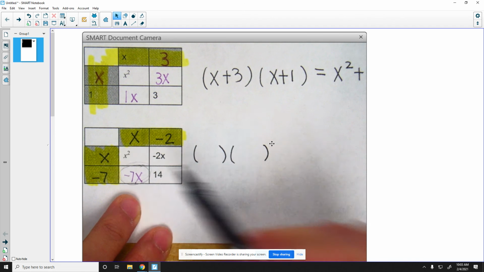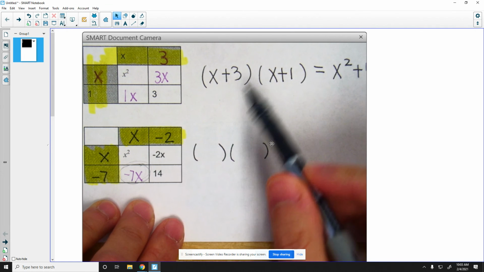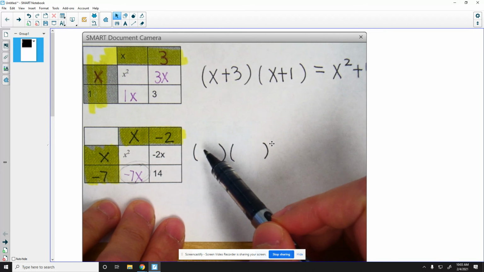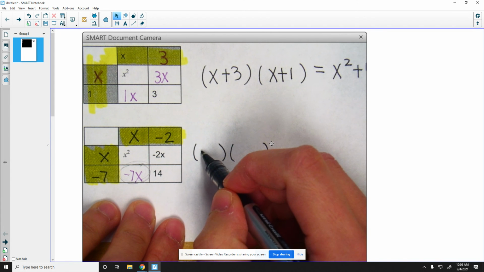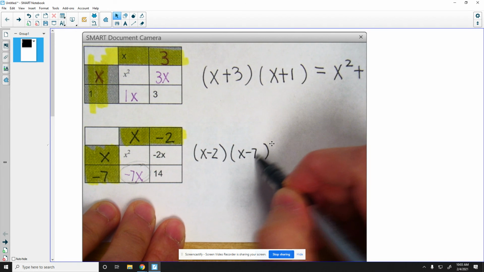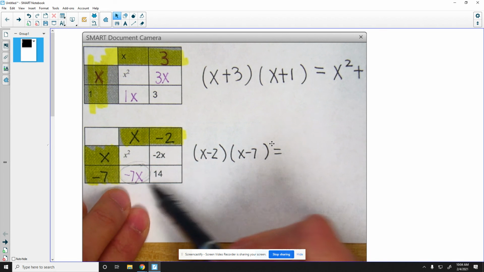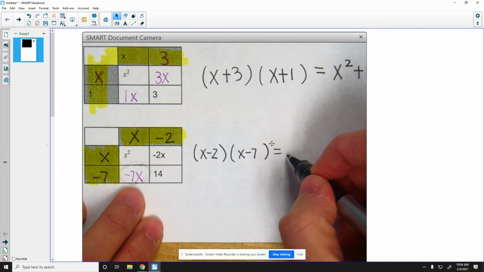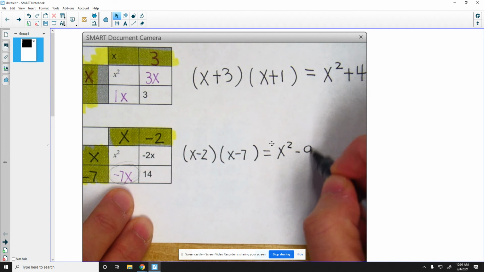So what is this picture showing me? Somebody online, do you think you know how I can write the question? Kind of like what Kip did up here. So someone other than Kip? X minus 2. And then? X minus 7. Good. Okay, somebody different online, then can you tell us what is the answer if I combine all the like terms? X squared minus 9x plus 14.